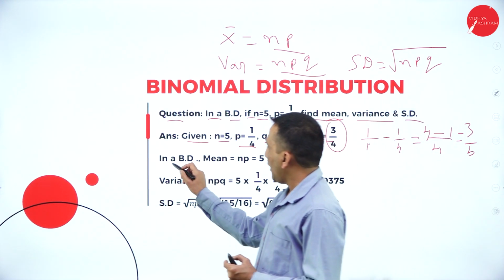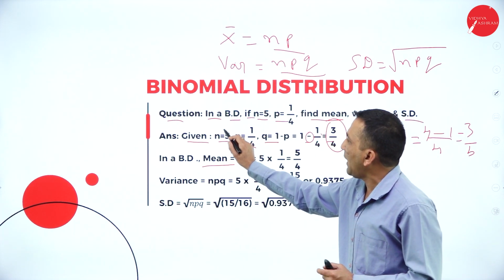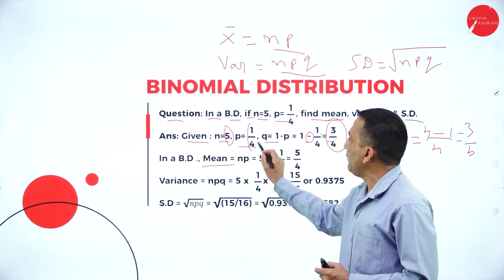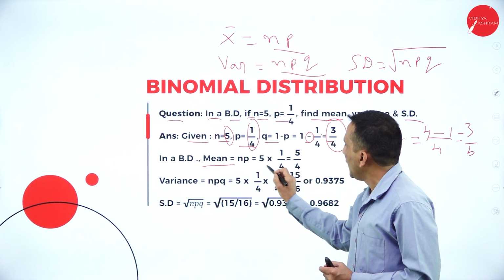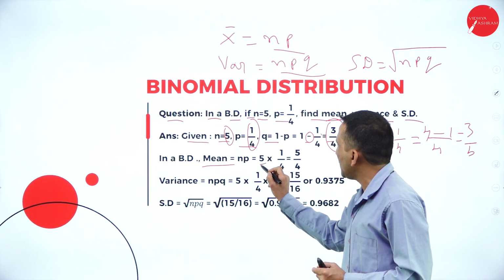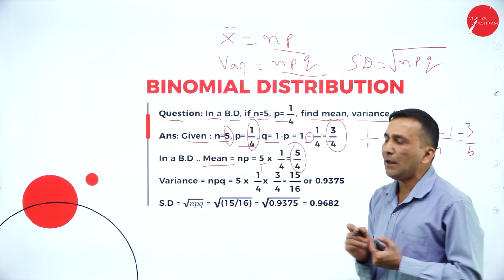Now in the binomial distribution the mean is already written as NP. You know the value of N and we also got the P value. So directly we can multiply 5 into 1, which is 5, divided by 4. Here nothing is there, so you assume 1, and 1 into 4 is 4. Now the mean we got is 5 by 4.